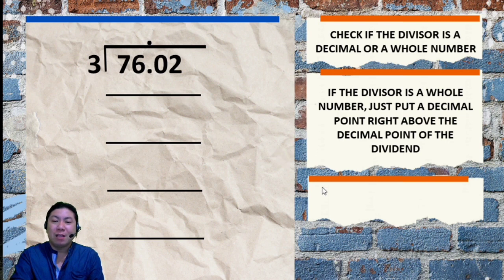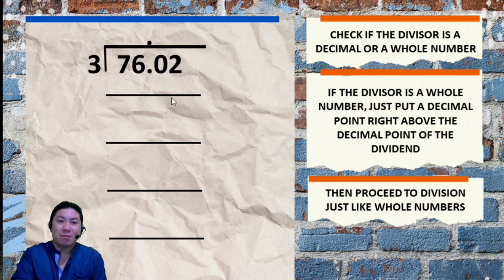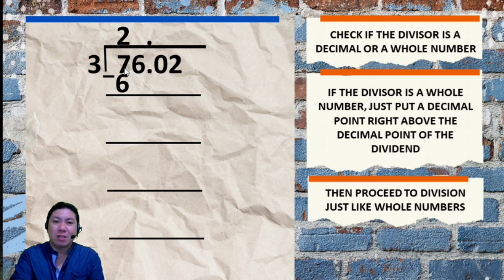After that, let's skip to step number 3. We can now proceed to division just like whole numbers. So let's solve. So 7 divided by 3 is 2. 2 times 3 is 6. Then, subtraction. What is the difference of 7 and 6? Very good. So 1. Bring down 6. We have now 16. 16 divided by 3. Yes, it's 5. Then 5 times 3 is 15.